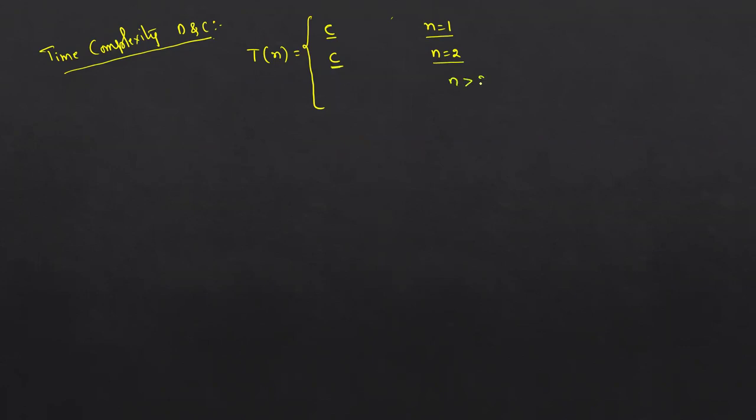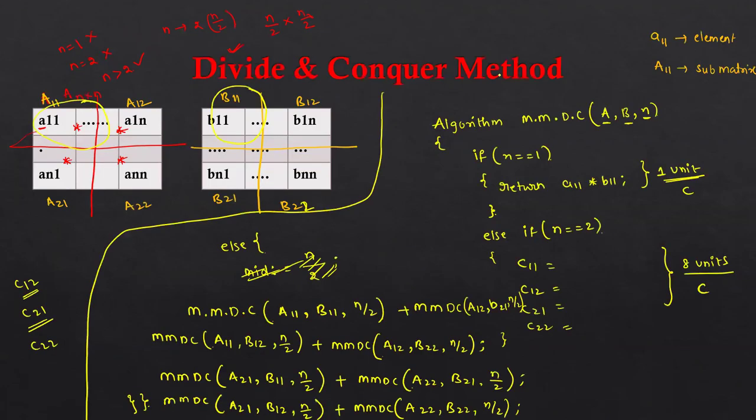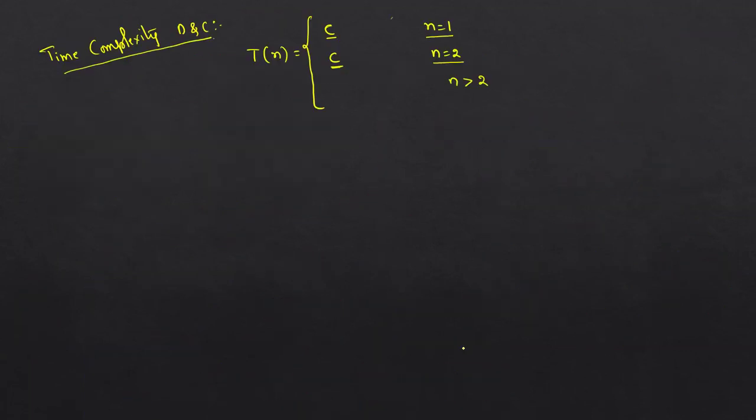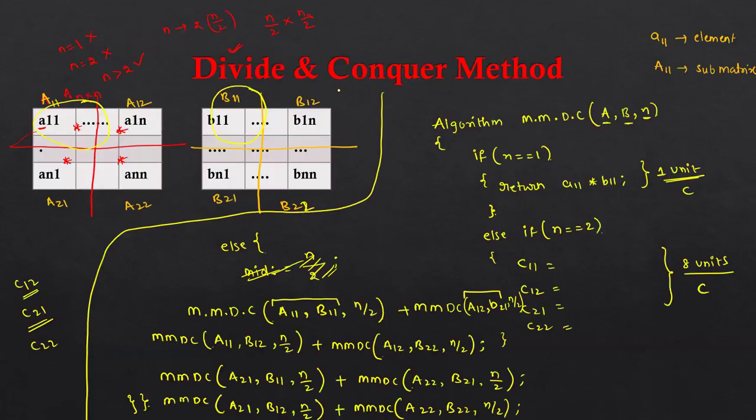If the n value is greater than 2, then what did I do? We perform the division operation. Now we go back. In this division, how many multiplications are you performing? This is one multiplication, this is one multiplication, multiplication in a single row. Total 8 multiplications. And what is the size of this matrix? N by 2 size.